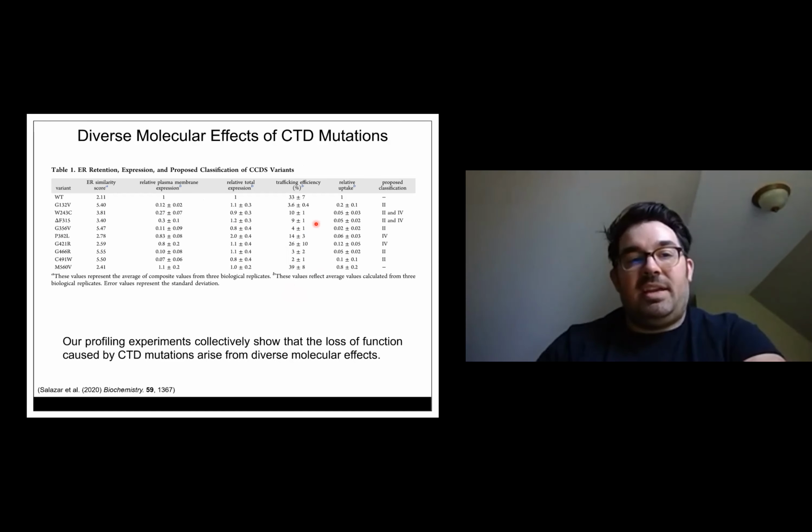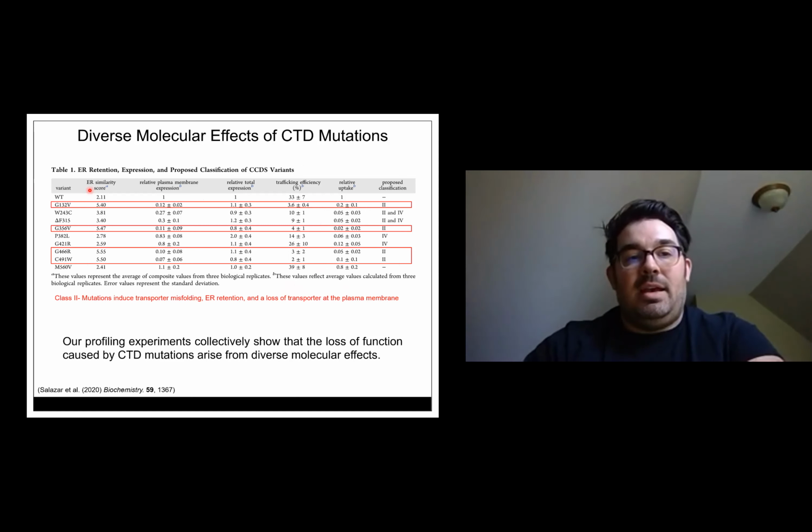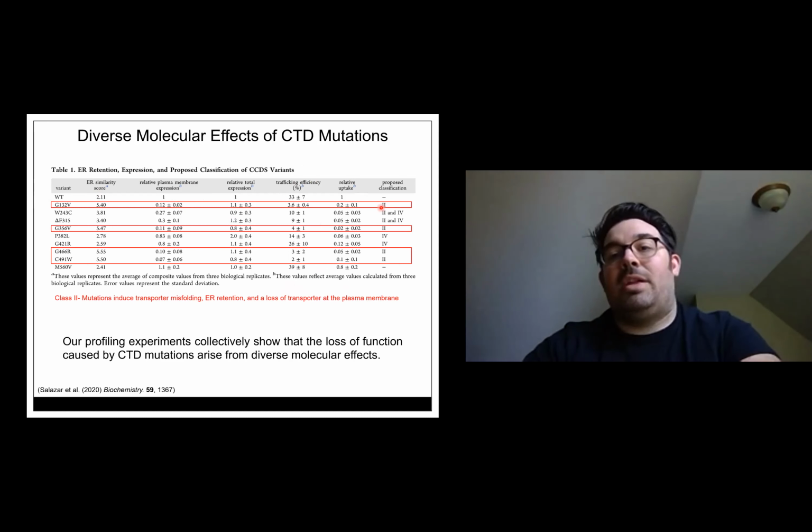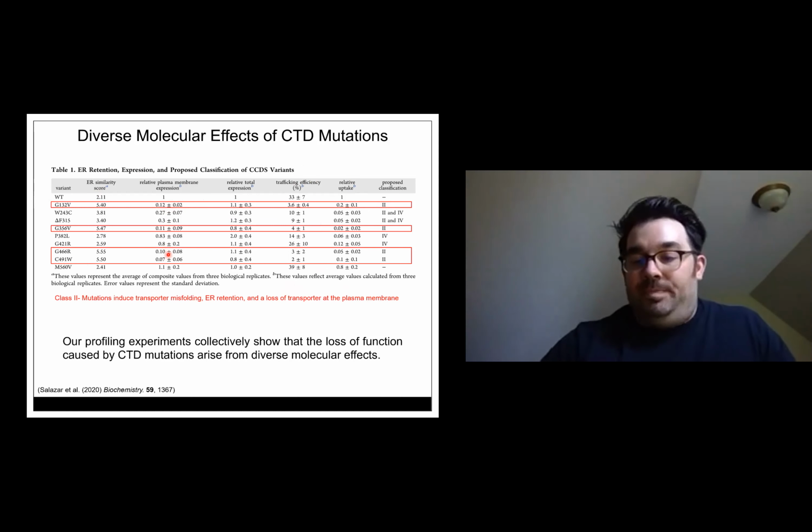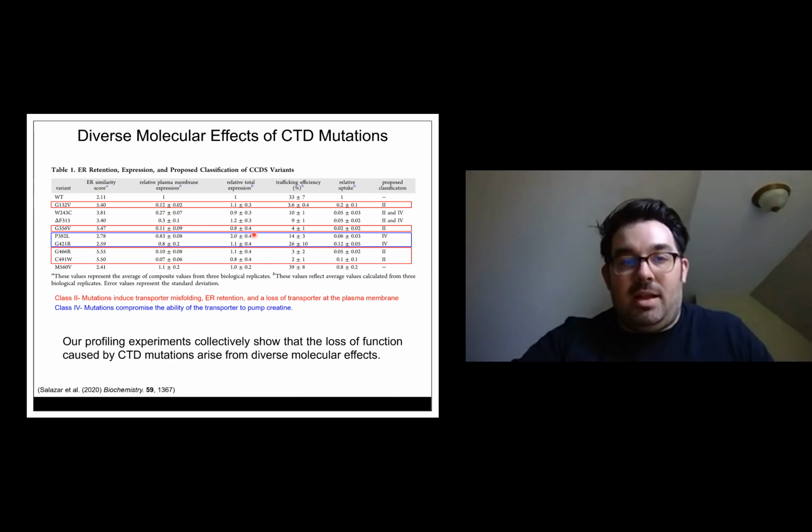If you put this all together, what you see, we have our ER retention, we have the amount of protein in the plasma membrane, we have trafficking efficiency, and then the relative creatine uptake. And you'll see basically most of these mutations shown here in red, so-called class, basically lose protein at the plasma membrane, right? So you have 80–90% reduction in the amount of protein at the membrane, and that explains why you don't get creatine uptake, right? But there's a second class where, in this case, your reduction is pretty subtle, right?